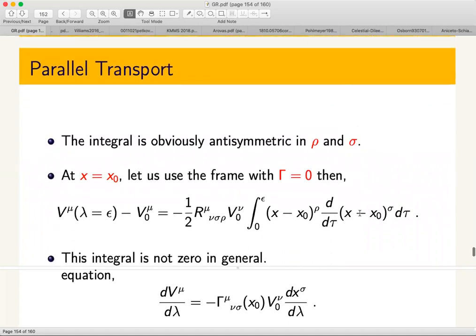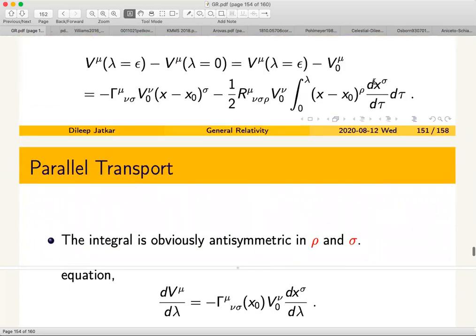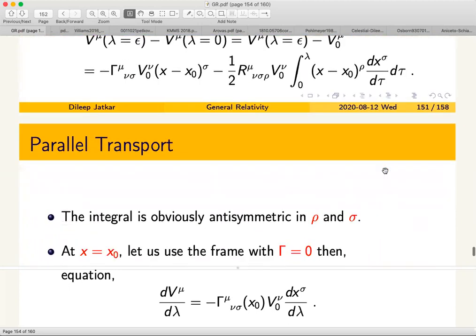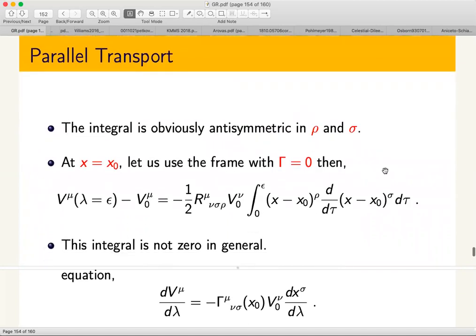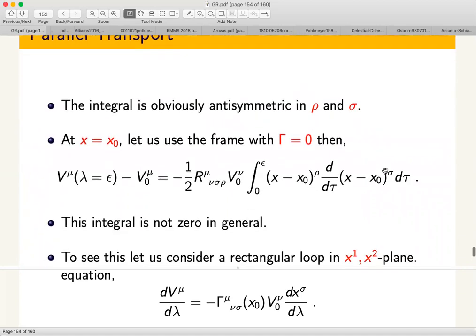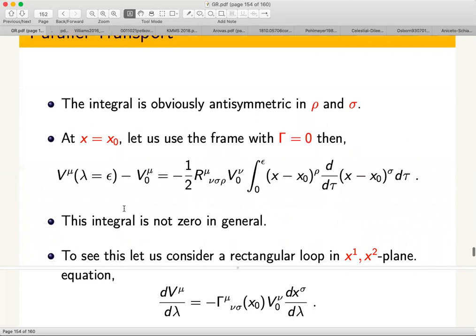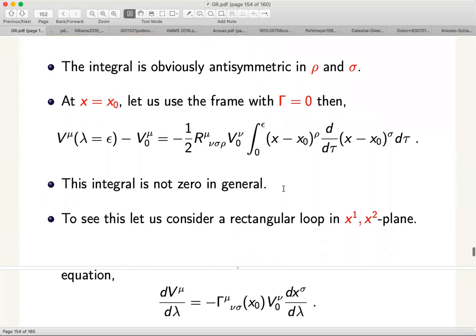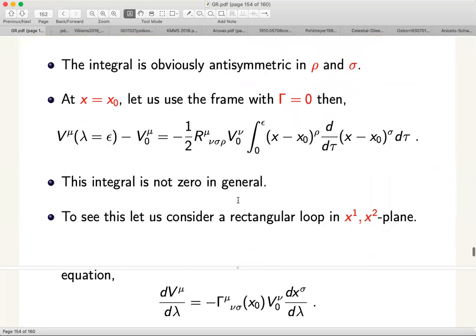Good. So we could formally, of course, write down (x − x₀)^σ, which is the same as a dx^σ/dη after all, because x₀ is just a constant quantity sitting around. Okay, fine. So we want to ask a question: what is this integral? This integral is not zero in general. To see that, let's do the following thing.